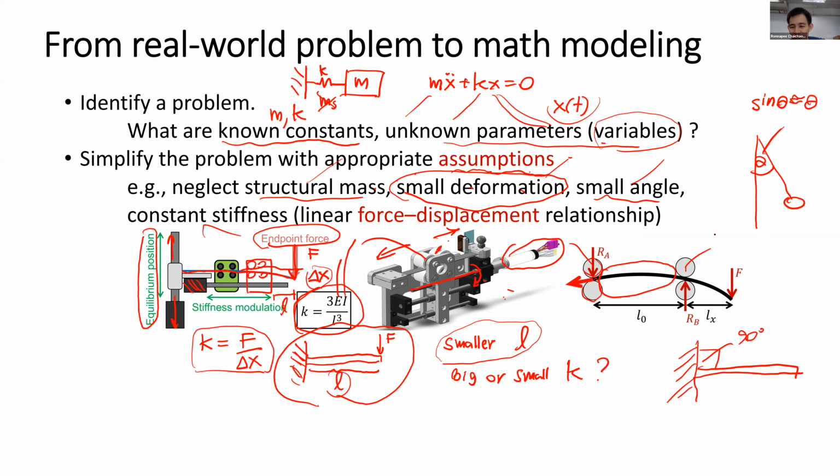The roller can support zero vertical displacement. The roller can block the position, but it cannot block the slope.